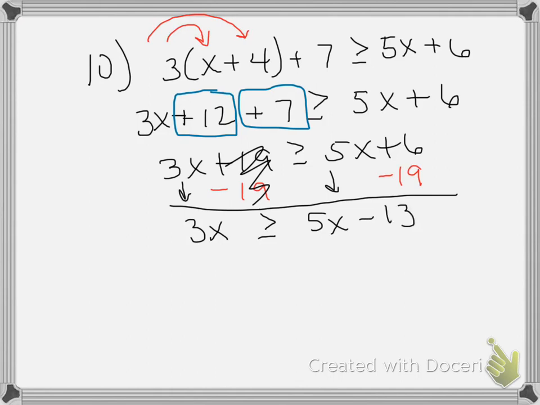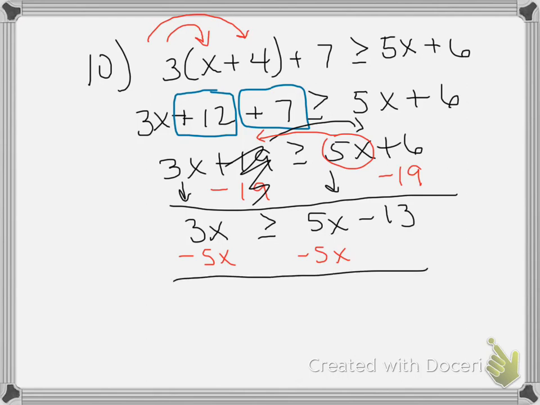Alright, since we hit the easy one over, now we're going to hit the 5x over to the other side. So I'm going to subtract 5x to both sides. So this should be a negative, my bad, sorry. This should be a negative 2x less than or equal to negative 13, because 5x minus 5x is zero pair, so it's gone.